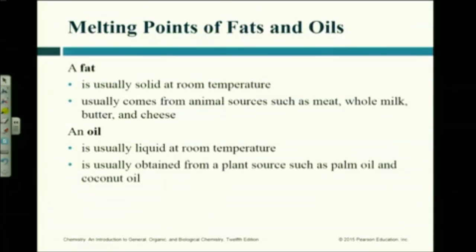Normally fats, in general, come from animals. Oils come from plants, in general, okay? So fats are solids at room temperature. Sources are meats, whole milk, butter, cheese. Oils come from plants, like palm oil and coconut oil, right? So when you buy sunscreen and it has that nice coconut smell in it, it also contains coconut oil, right?